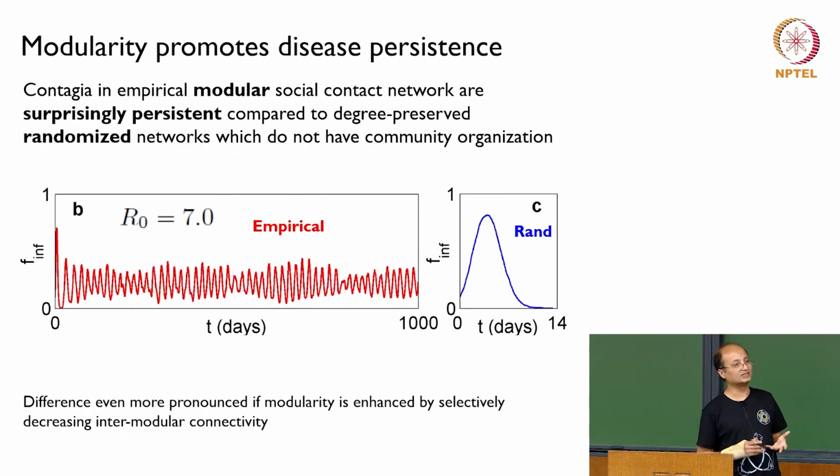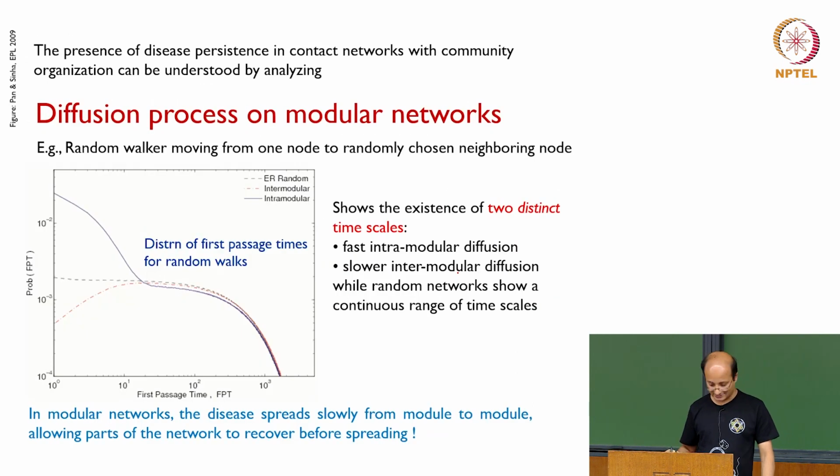So modularity actually promotes persistence of pathogens, where in the empirical network of the Karnataka network, it just keeps going on and on and on, whereas in a corresponding homogeneous network, it will just have one giant spike and then disappear. And you can explain this by looking at how diffusion occurs in a modular network. So you have two time scales, a fast intramodular diffusion time scale and a slow intermodular diffusion time scale.